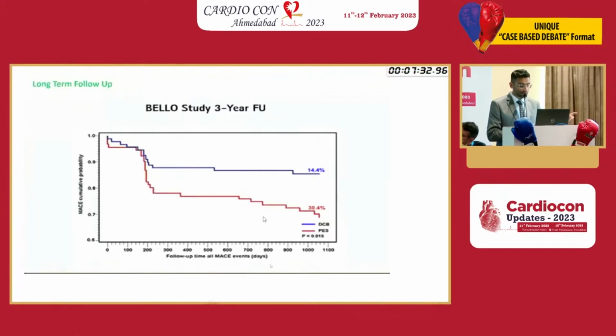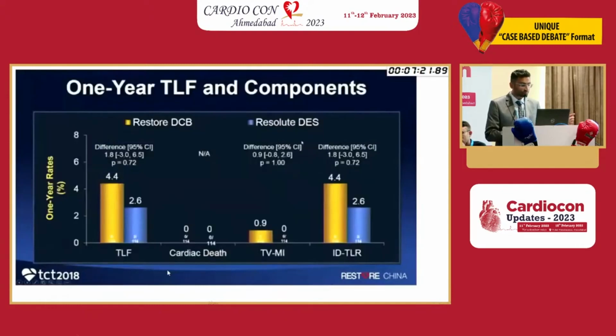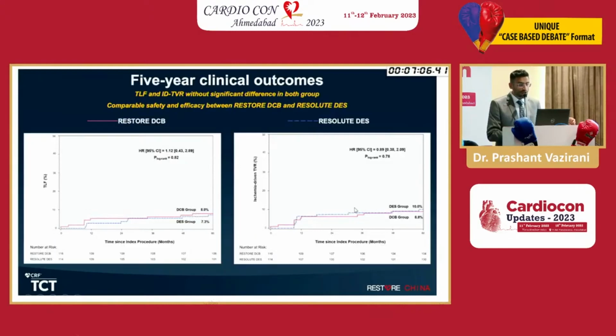The Restore SVD China trial had 2 arms, a small vessel and a very small vessel arm. In the small vessel arm, they had both a balloon arm and a stent arm, and at 1 year it was a non-inferior trial. Since the presentation of the Restore SVD trial back in 2018, we had 2-year data in 2020. Now at TCT 2022, they presented the 5-year outcome showing the same, non-inferior data between both DCB and DES.